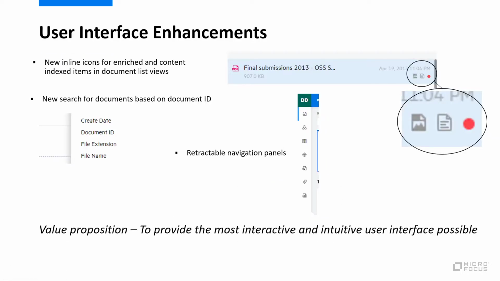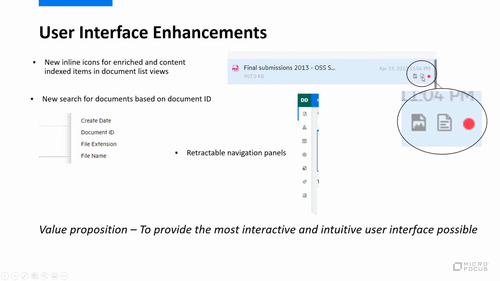Some more general user interface enhancements. We've got new inline icons to show whether a document has been enriched or content indexed. So in the list view here, we've got the item with the date, the title and the size. But on the right-hand side, and I've just blown this up so you can see it a little more clearly, the red dot shows that there's a weighting label being applied to a tag. So this is a sensitive item.